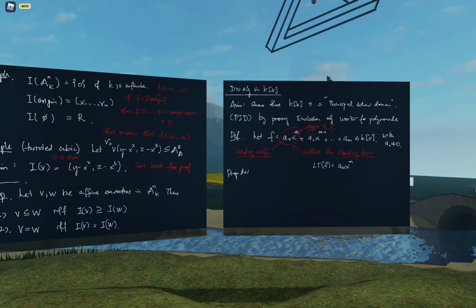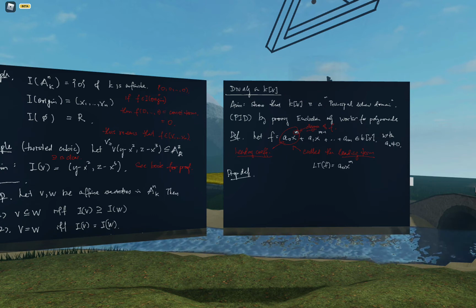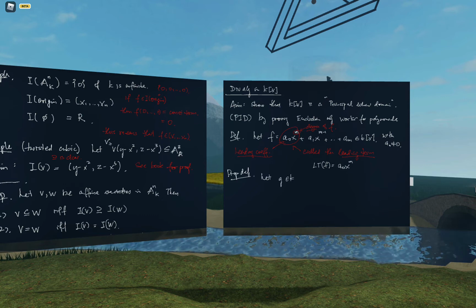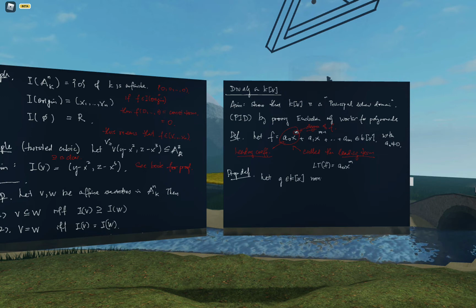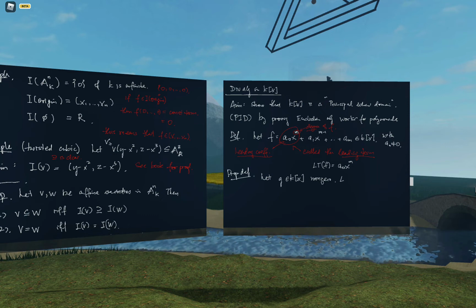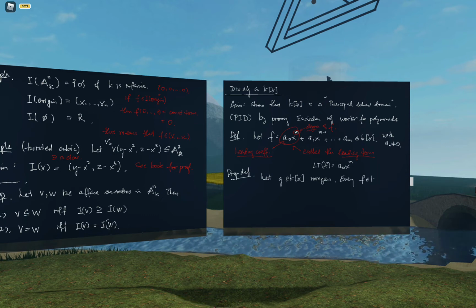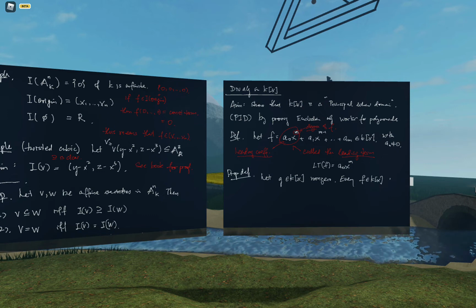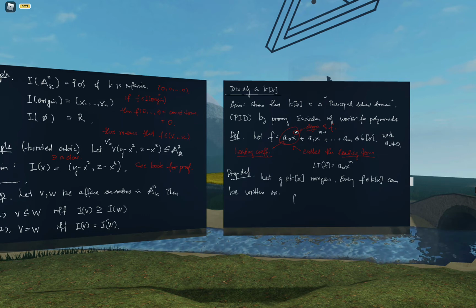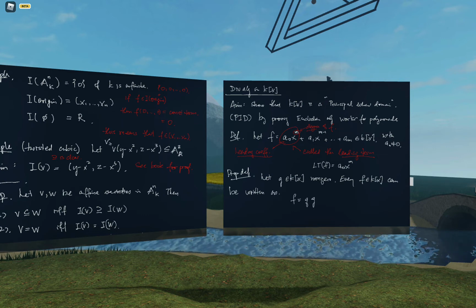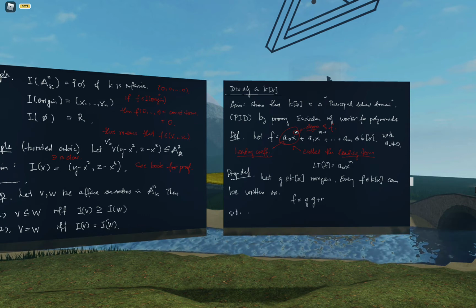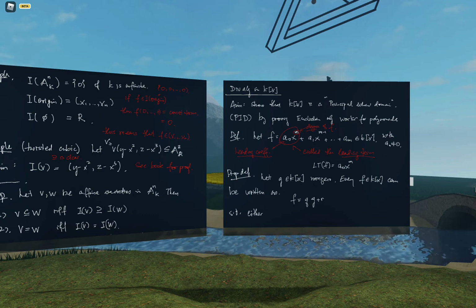So this is going to be the division algorithm. Let g in K[x] be non-zero, meaning that g is not the zero polynomial. Every f in K[x] can be written as f equals qg plus r, such that either... so q is a quotient, r is a remainder. These letters are kind of suggestive.